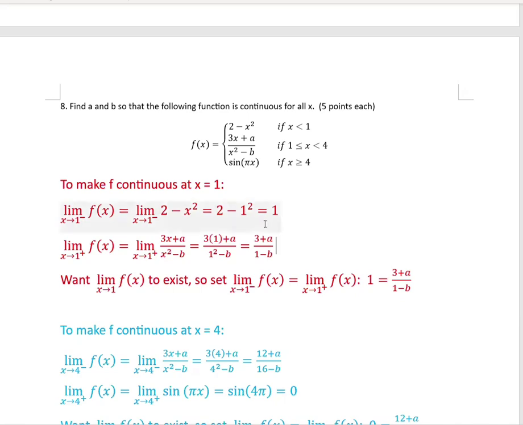This video is getting a bit long. So we want to set these equal to each other.